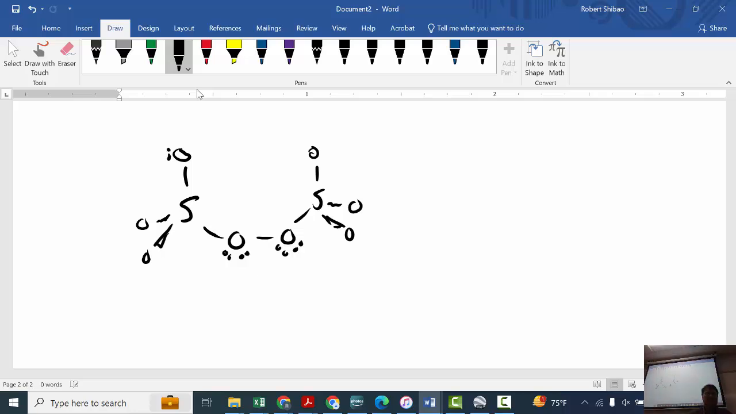These terminal oxygens are the same. They have 3 lone pairs, all of them. But what about these bridging oxygens here? What are the oxidation states of these bridging oxygens?